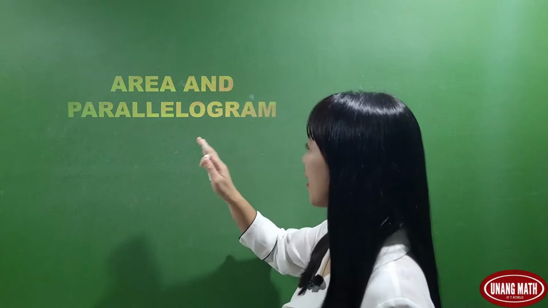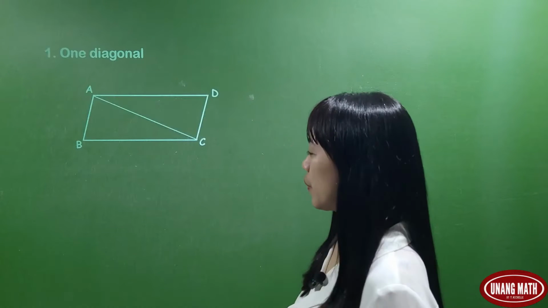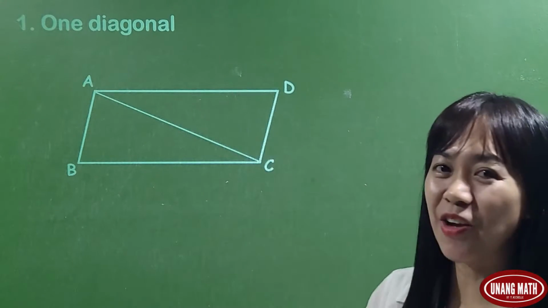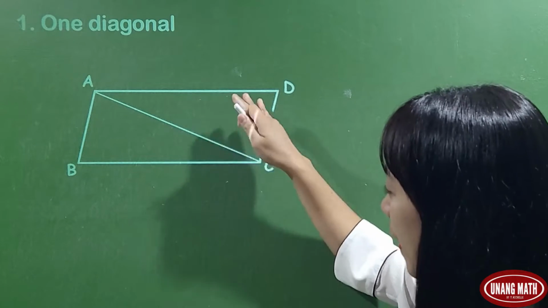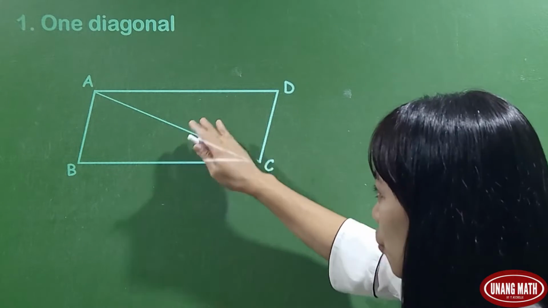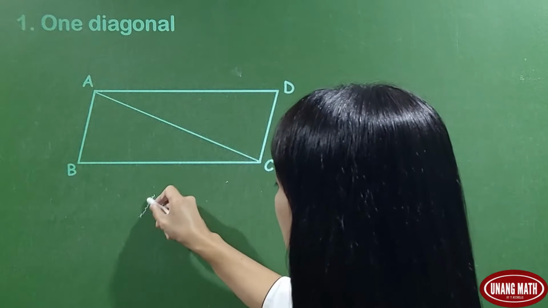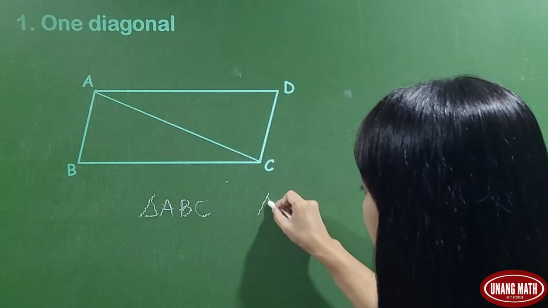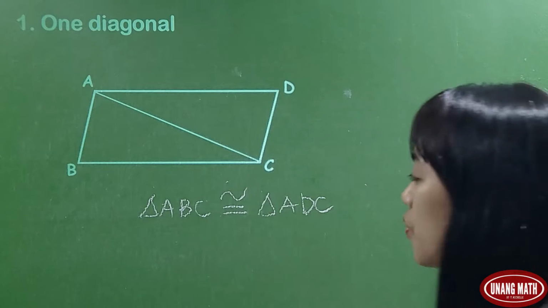In this episode, we will be studying area and parallelogram. Okay, let's start with a parallelogram that has one diagonal. This diagonal cuts this parallelogram into two congruent triangles. So we have here triangle ABC and triangle ABC. And these two triangles are congruent.